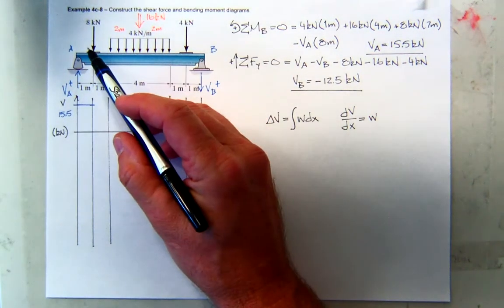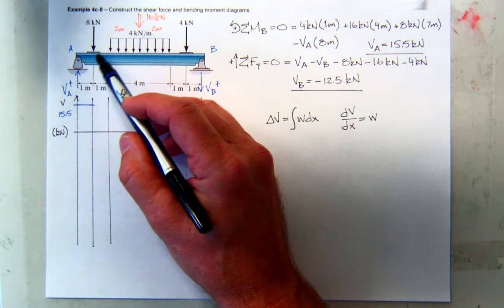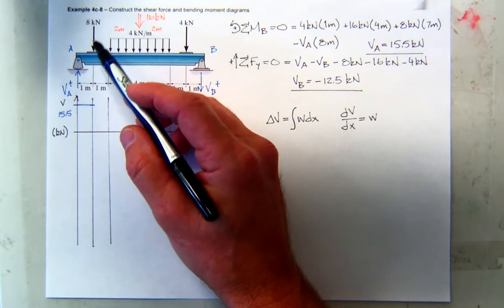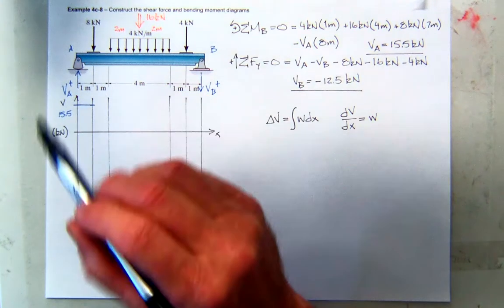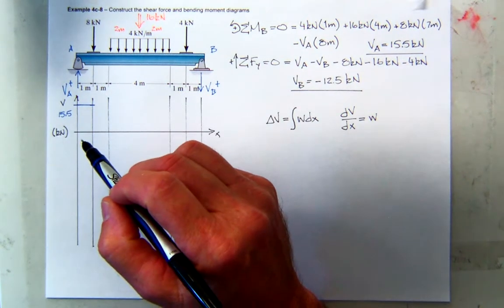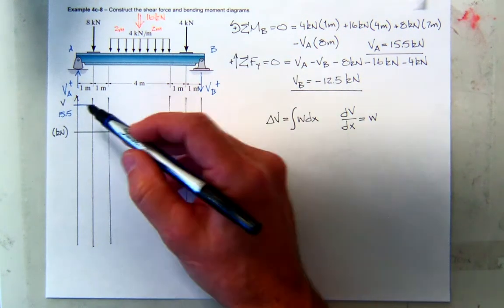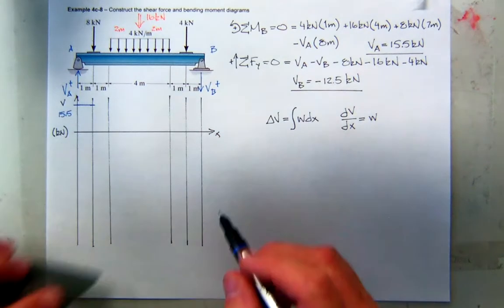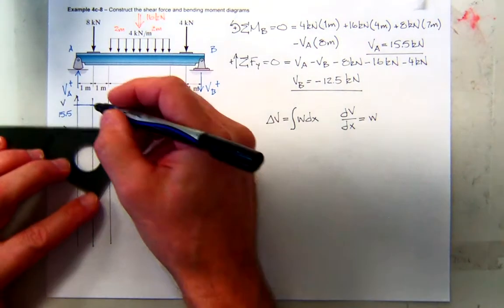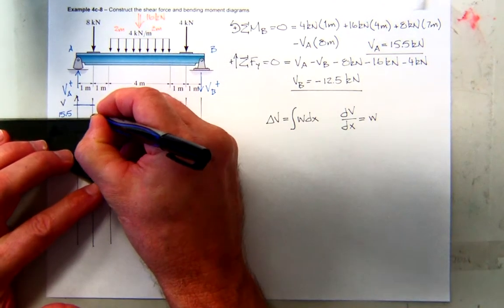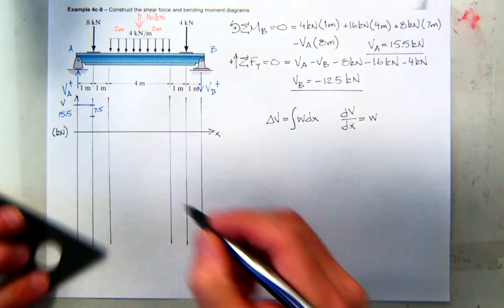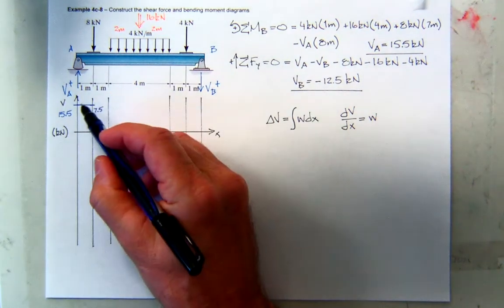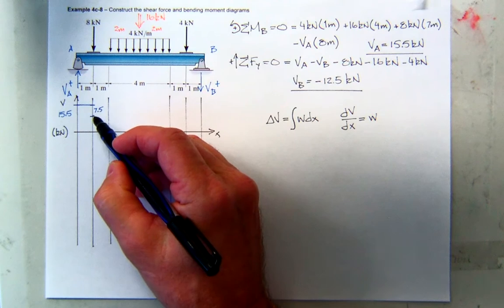Now as I go underneath or past the load from left to right, my shear should change exactly the amount of the load. And that load is positive or negative? Down is negative. So what's 15.5 minus 8? 7.5? So we get an instantaneous drop from 15.5 to 7.5.